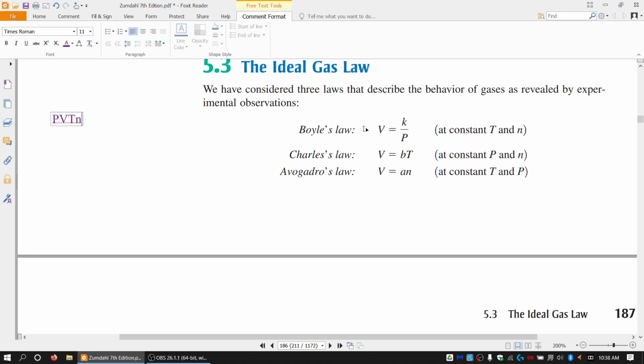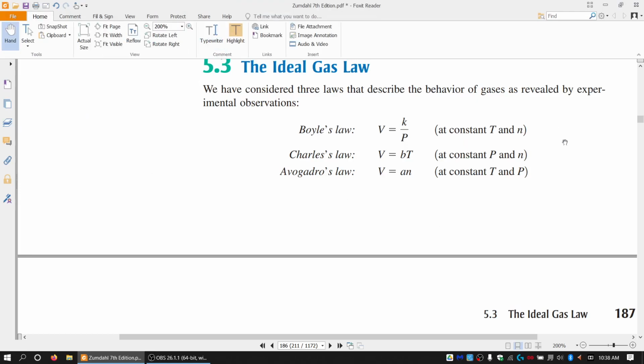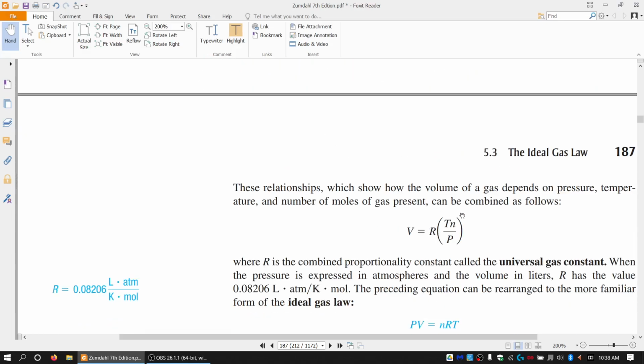Boyle's law is volume and pressure. Charles' law is volume and temperature, and Avogadro's law is volume and number of moles. So when you're analyzing any two of those, the other ones have to be held constant. What the ideal gas law does is it combines all of those.